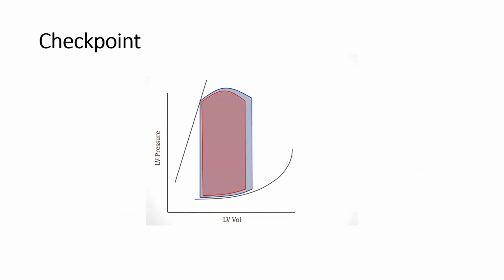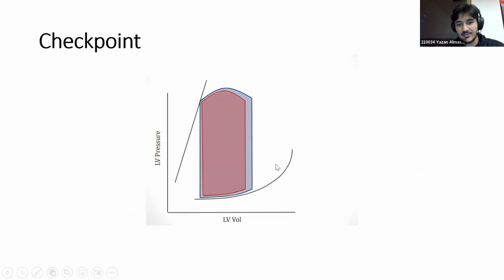Preload decreased. Yeah, it's preload. So we have decreased preload here, as you can see it. I'm just going to draw it here. Then diastolic volume is decreased.